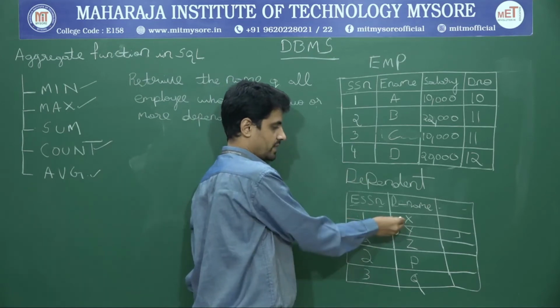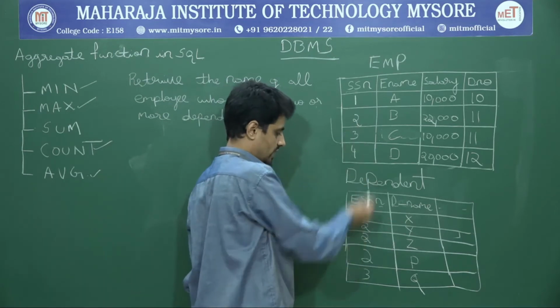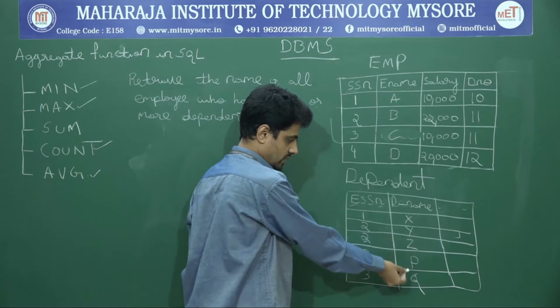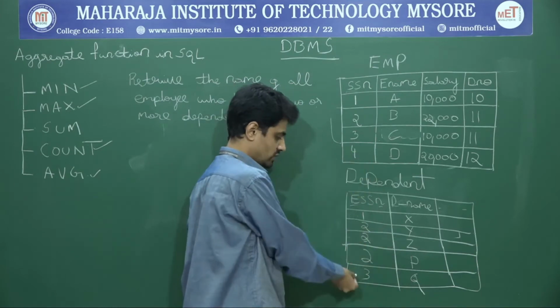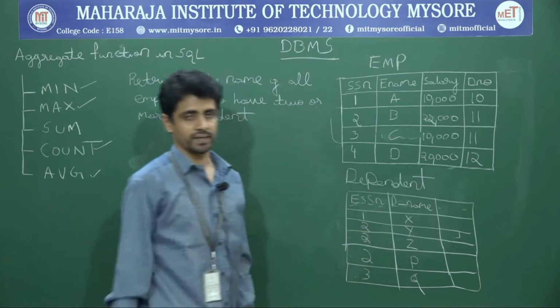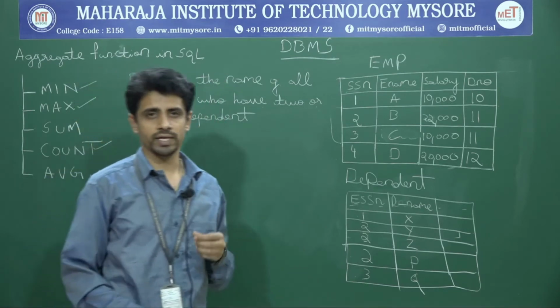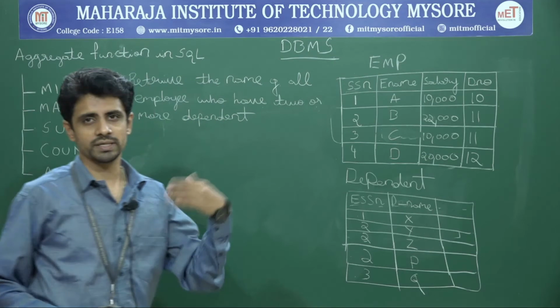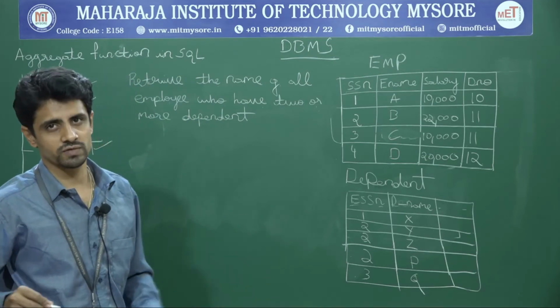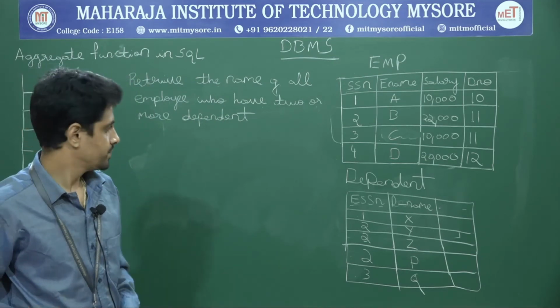For 1 there is one dependent whose name is X. For 2 there are 3 dependents: Z, X, Y, Z and P. And for 3 there is only one dependent. For 4 there is no dependent. As for the dependent case, if an employee is working in an organization, the nominees or the family members of his are what is called dependents.